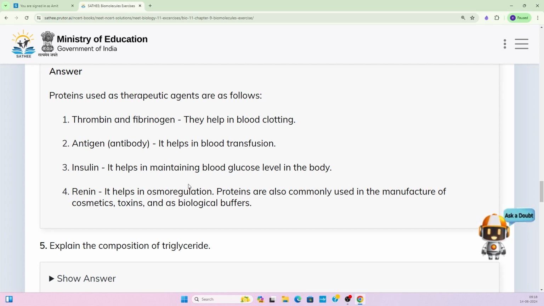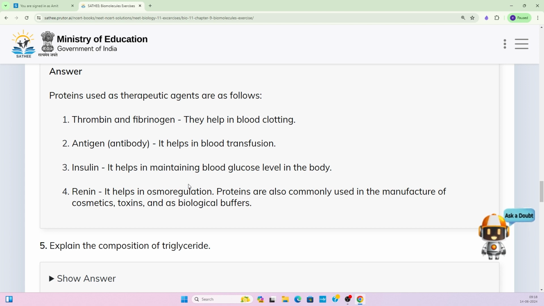So what happens when the insulin is released in the blood? The glucose molecules get encapsulated, and then only they can enter inside. If the glucose is present outside the cell, it will not move inside the cell unless it gets encapsulated with the insulin. So insulin, in that case, is very, very important, and it is also used as a therapeutic agent, right?